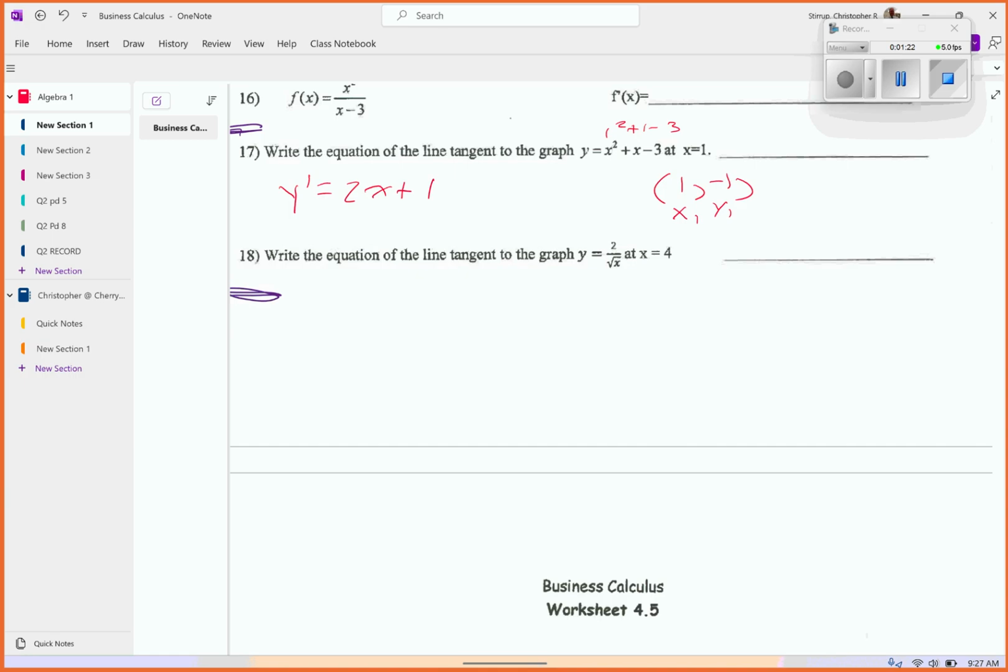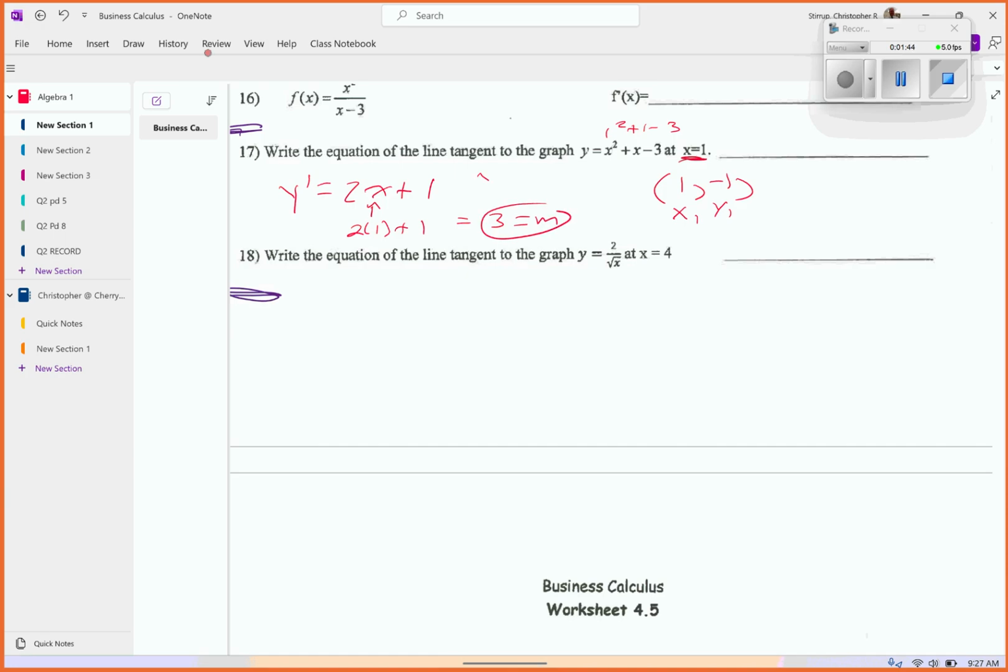How do I find the slope when I get to that point? See who was paying attention yesterday and the day before. How do I find the slope? Yeah, you're going to take that original x, plug it in right there. So you get 2 times 1 plus 1. So that's going to give me 3. So I have a slope of 3.